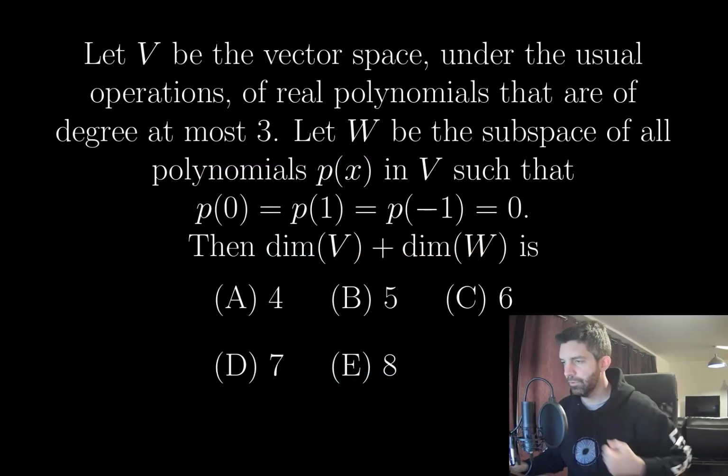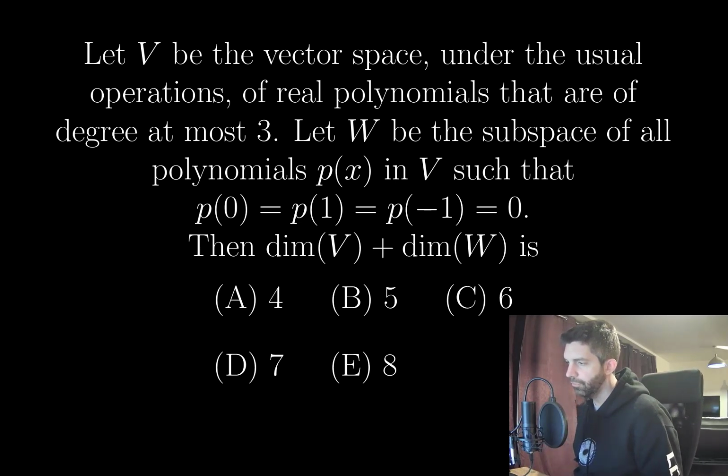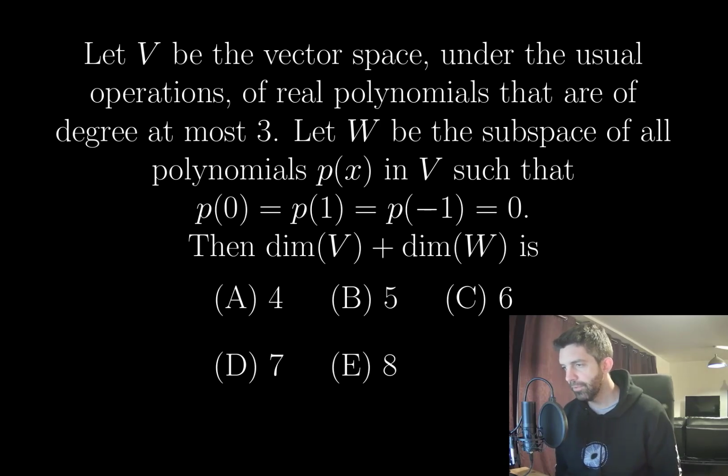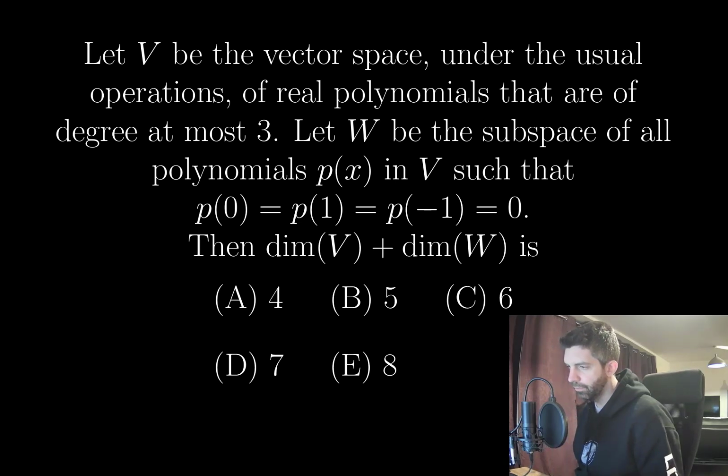Let V be the vector space under the usual operations of real polynomials that are of degree at most 3. Let W be the subspace of all polynomials P of x in V, such that P of 0 is equal to P of 1 is equal to P of negative 1 is equal to 0. Then the dimension of V plus the dimension of W is 4, 5, 6, 7, or 8.